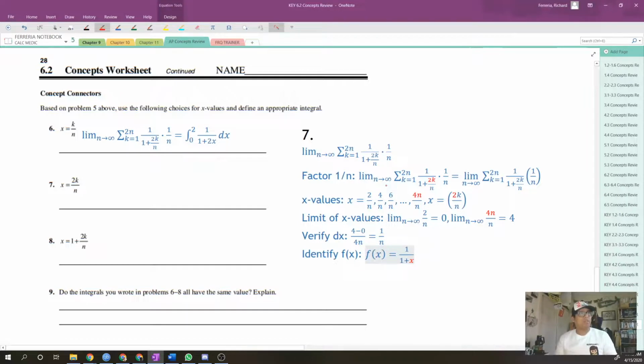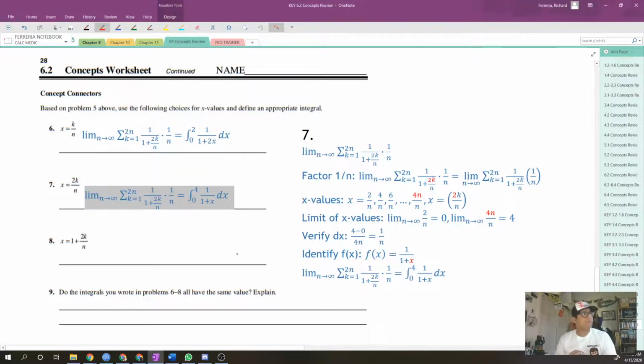Identify. So if we have 1 over 2k over n, and we're saying 2k over n is x, that means our f of x is just 1 over x. But notice what did change is over here, we were going all the way to 4 instead of 2. So that gives us our integral from 0 to 4 of 1 over 1 plus x. So that is different. Just take a look at these two. They are different.